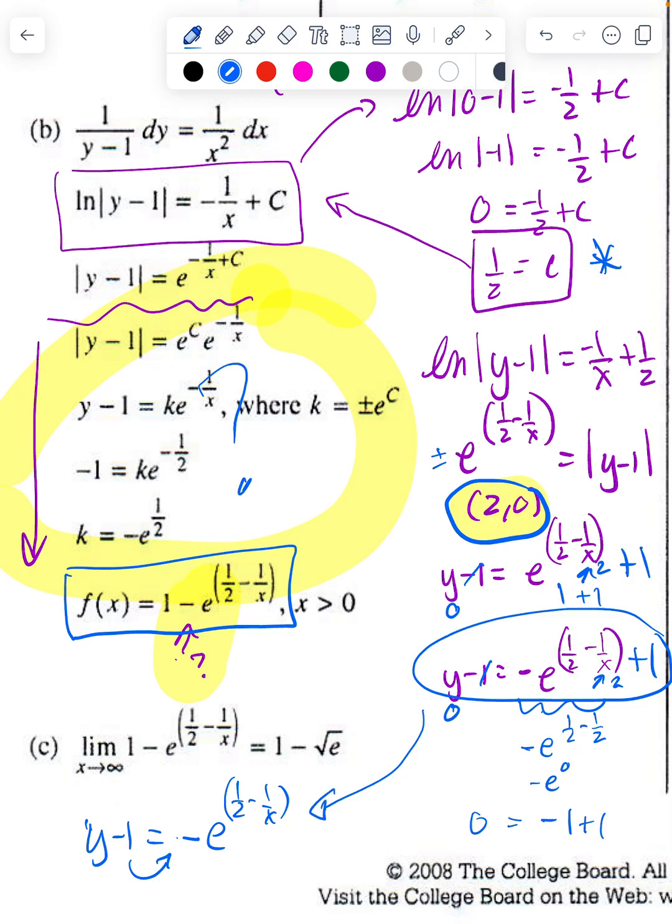But that's the part that's confusing, is that you have to split that absolute value into both the positive and the negative version, and then see which one of those actually gives you the condition that you need. So hopefully that helps.